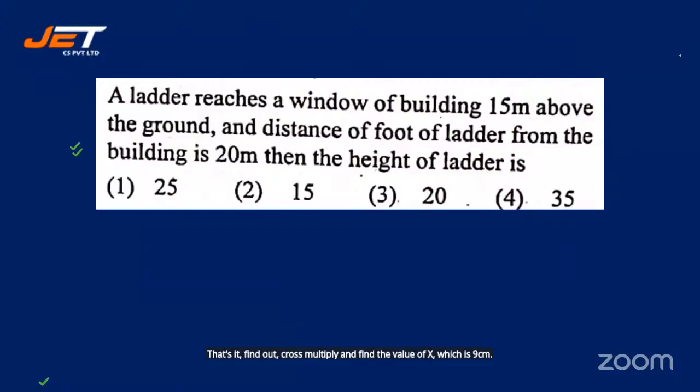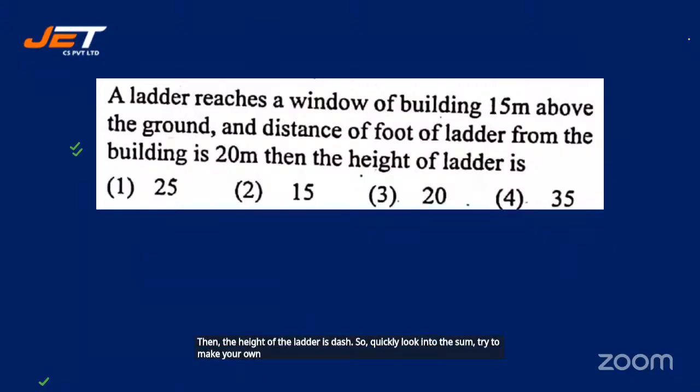All right. Now see the next question. A ladder reaches a window of a building 15 meter above the ground and the distance of the foot of the ladder from the building is 20 meter. Then the height of the ladder is dash. So quickly look into the sum. Try to make your own diagram, students, so that you can easily understand. All right. So your time is running.